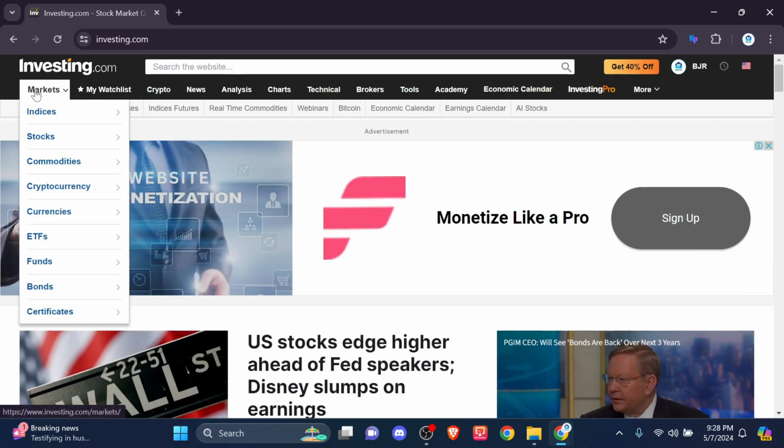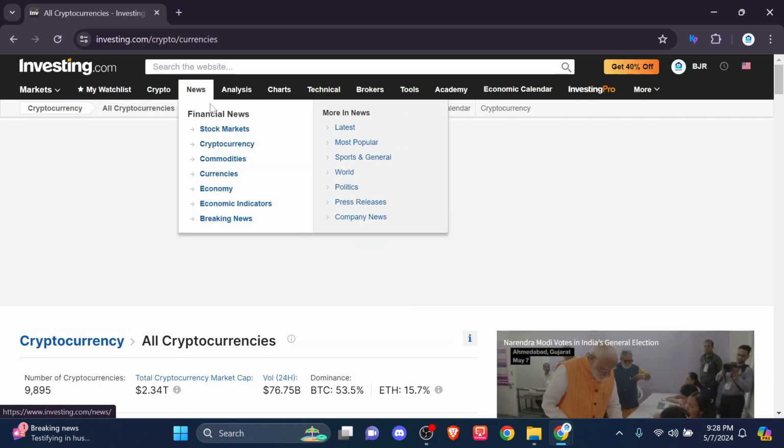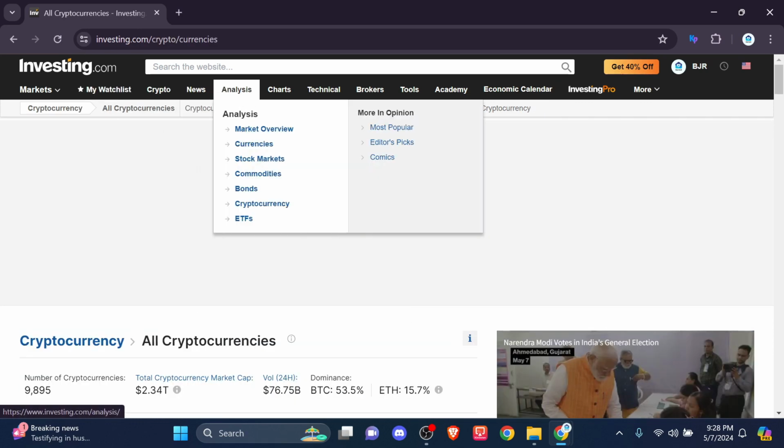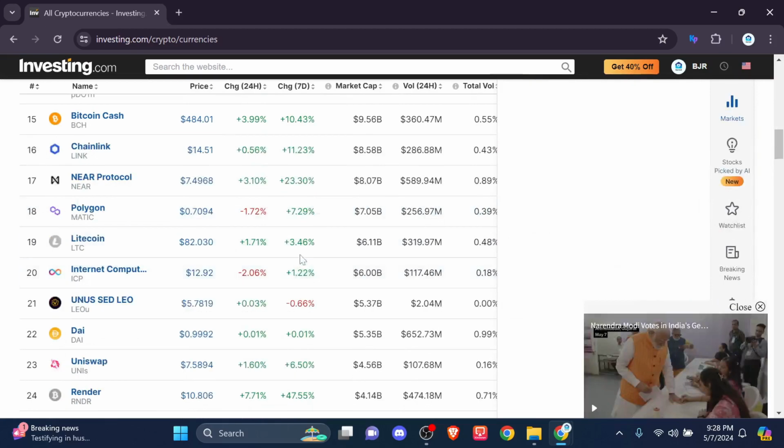Here you can find out the market option, you can set up your watch list, you can get the financial news also on investing.com. You can analyze the market overview, currencies, stock market, and here is the charts option. And this is a website which is easy to use for beginners too.